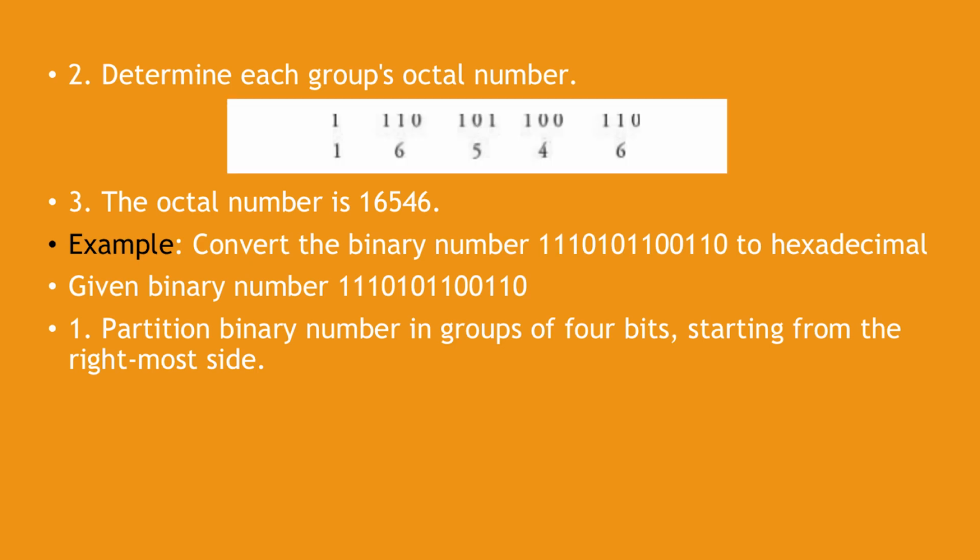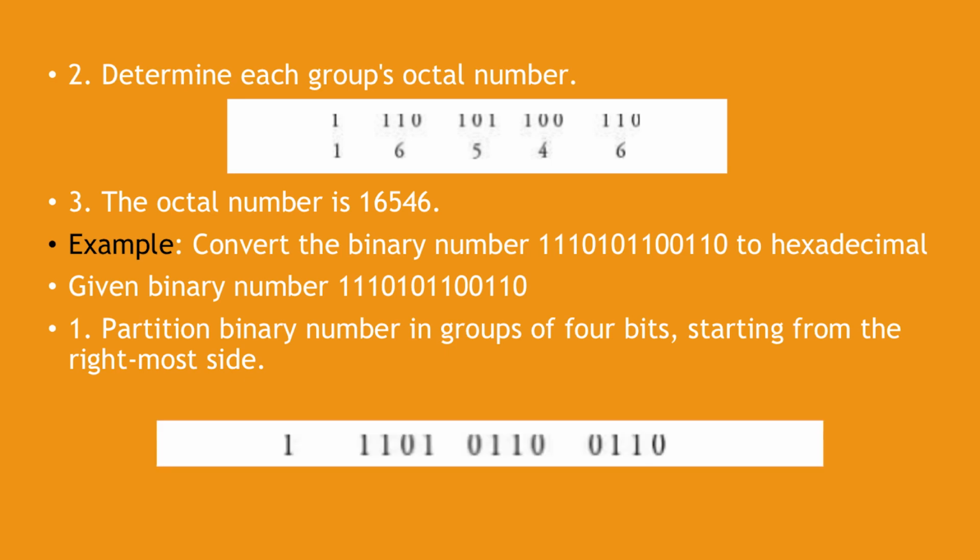So second step, determine each group's octal number. The number 1 at first will be considered to be 1. Then 110 will be represented by 6. 101 will be represented by 5. Then 100 by 4, and 110 being represented by 6. Therefore, the octal number of the number in base 2 will now be 16546.